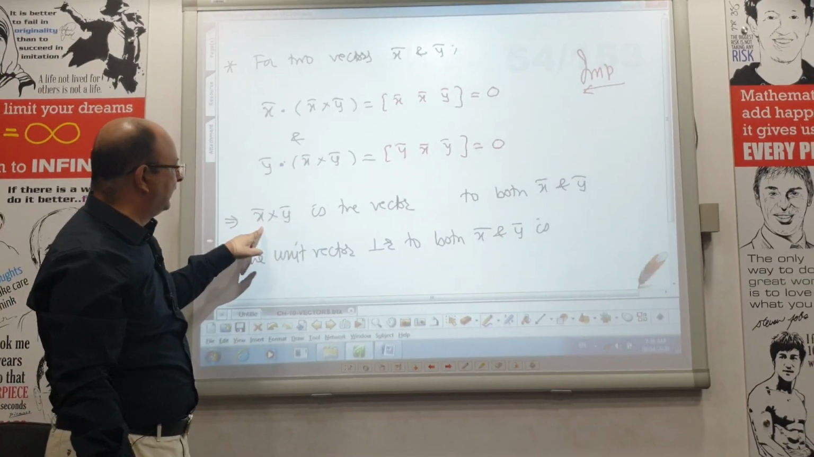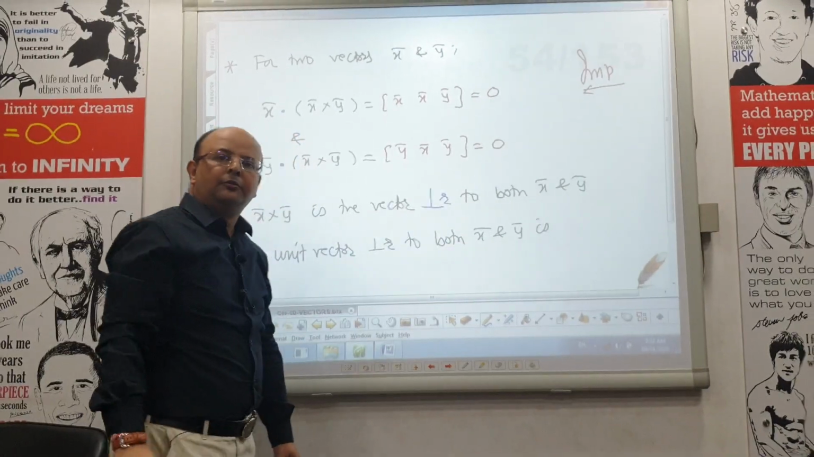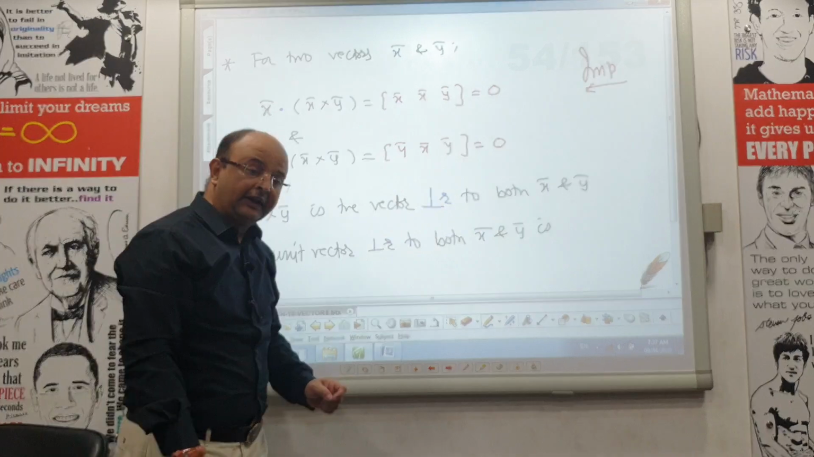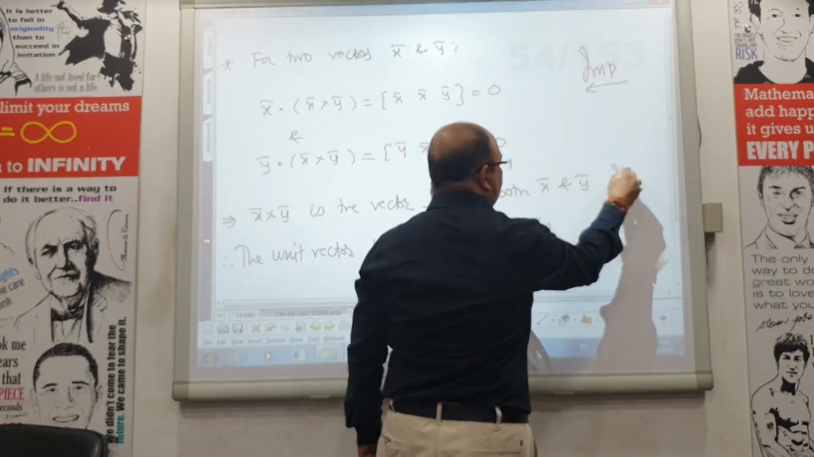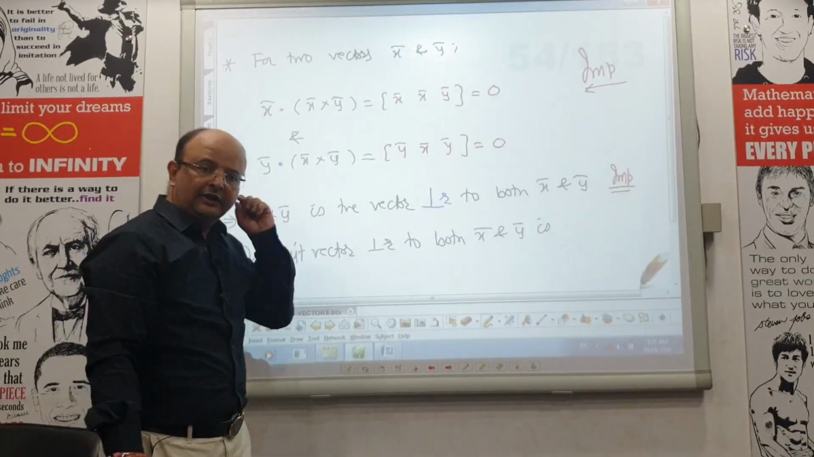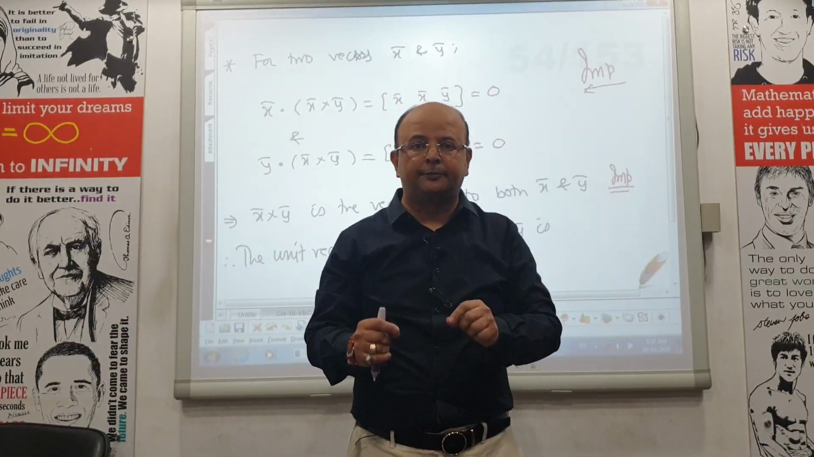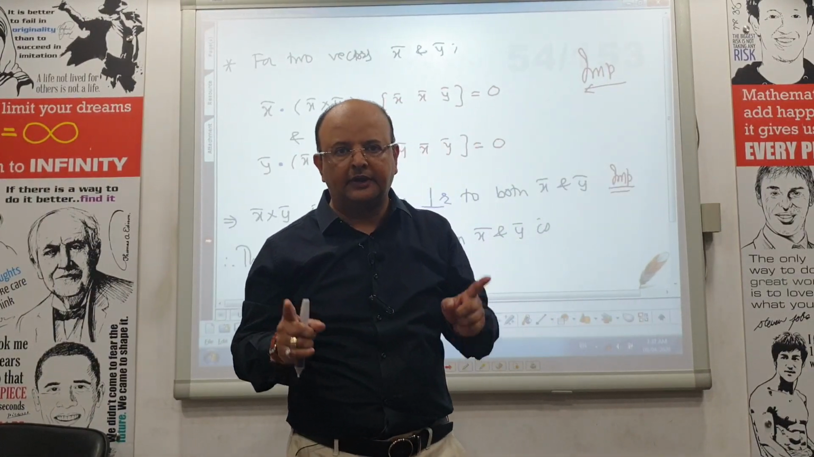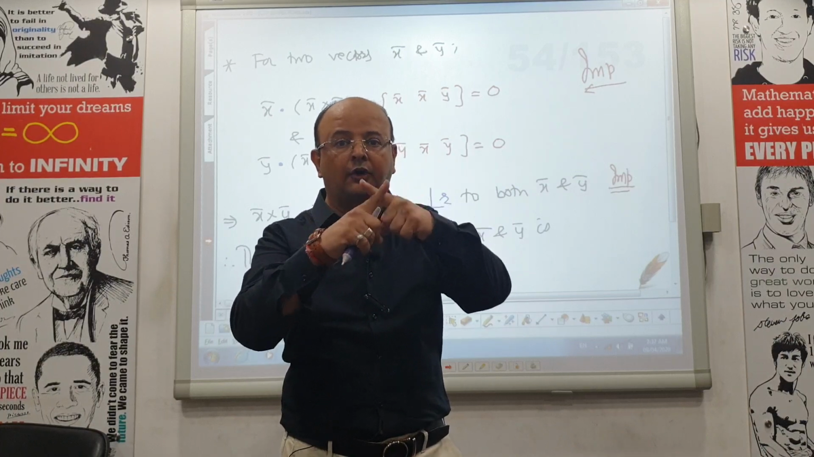So yes, x bar cross y bar is the vector perpendicular to both x bar and y bar, and I need this statement frequently in your chapter 11, three-dimensional geometry. So be careful. I will ask you frequently in this chapter also, which vector is perpendicular to both x bar and y bar. You will say, sir, x bar cross y bar.